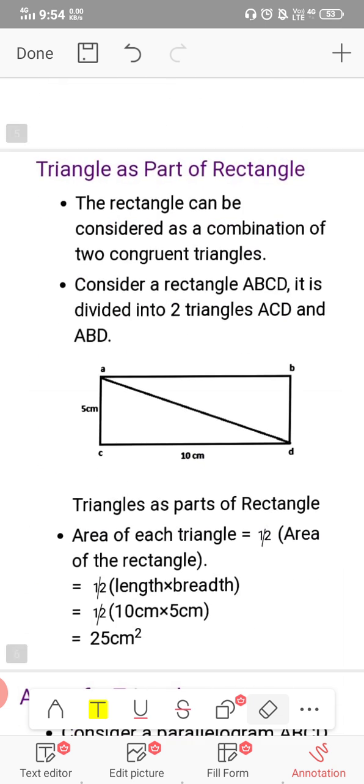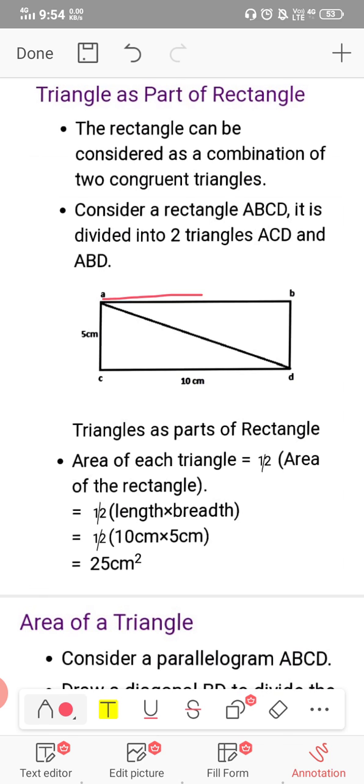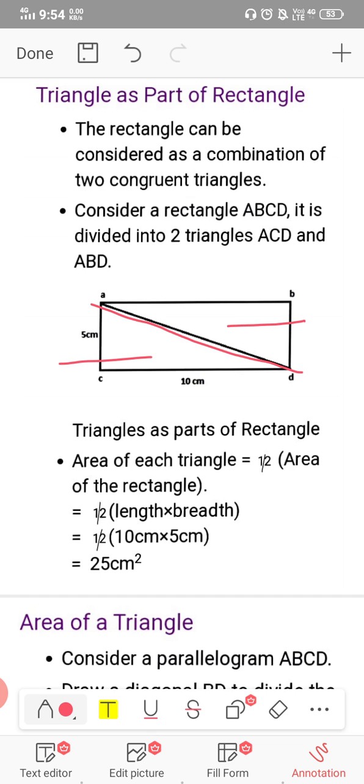Now, triangle as part of a rectangle. Suppose you have a rectangle A, B, C and D. Now you will divide this rectangle diagonally. When you divide this rectangle diagonally, it will divide it into two congruent triangles. As you know, congruent means having the same shape and size. Those are called congruent triangles.